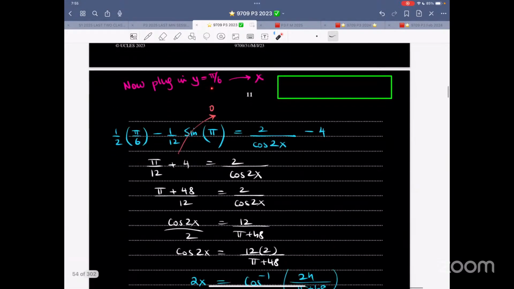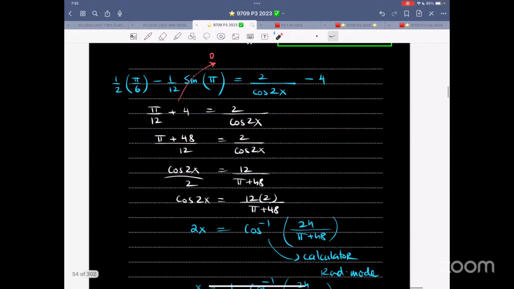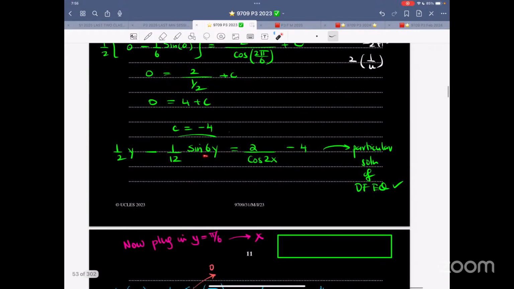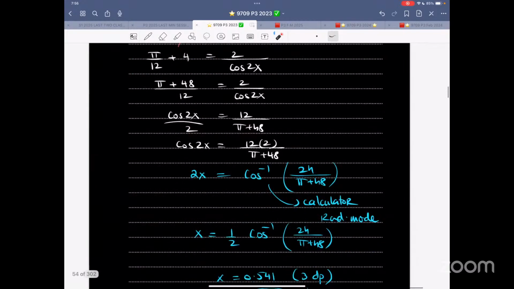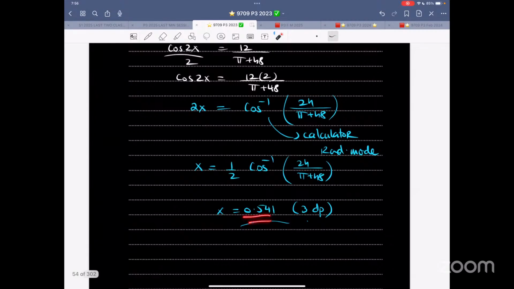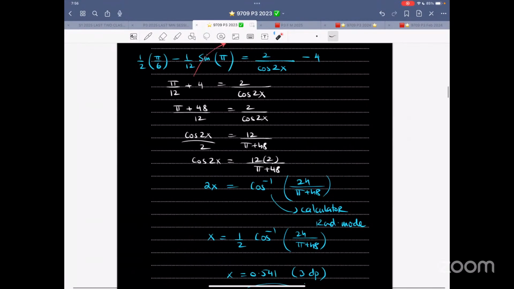Now plug in y equals pi by 6 and find x. That was 6y, so 6 into pi by 6 is pi. Sine of pi is 0. We get the value of x, and that is in decimals right over here. So very strong working is needed. And of course, I'll be going over the examiner report also.